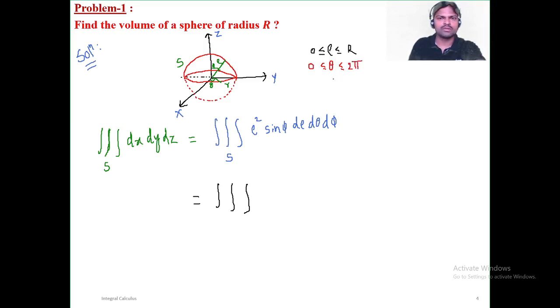Next we want the pi limits. Pi is the angle between the rho axis and the z axis. Since we want the complete sphere, pi varies from 0 to pi, 0 to 180 degrees. Already we have seen such kind of limits in the last class. So why is this pi? Let me look at it once again.